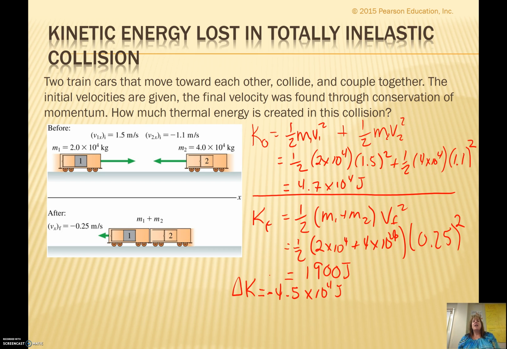So that's a negative. Now, I said you can't have negative kinetic energy, but you can have a loss, and that's what that negative represents. So what that means is I have generated thermal energy in the amount of 4.5 times 10 to the fourth joules. That's a lot of heat, man. So anytime I have a collision, almost always it's inelastic, whether it's totally inelastic or just partially inelastic. And in the process, I lose kinetic energy and I generate thermal energy.